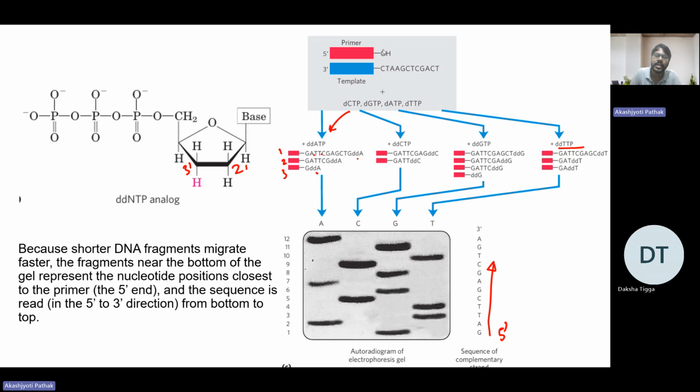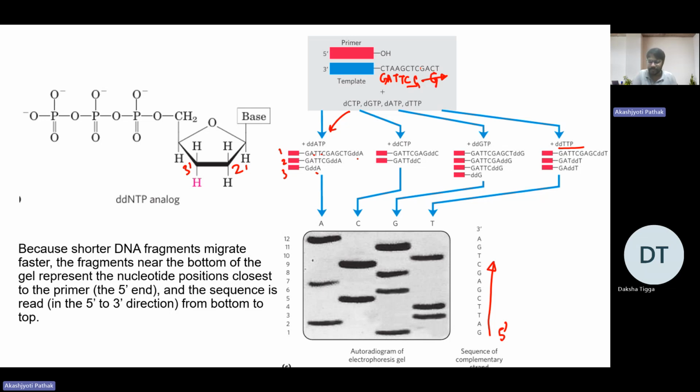So for example, you are getting G over here, you are getting G over here, then again A, then T, then C. Then at this C, you are getting a ddGTP. Okay, so it will stop at this instant only. It will not proceed further. Or if you are not getting a ddGTP, then it will continue. But here you got a ddGTP, so it will stop at this point.